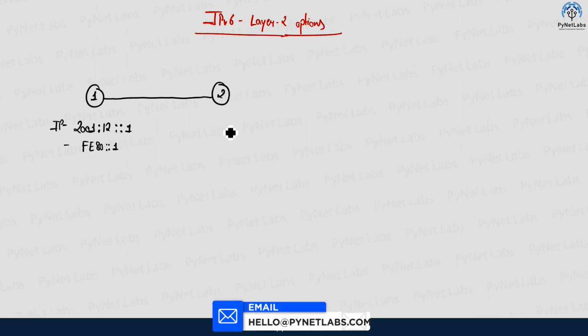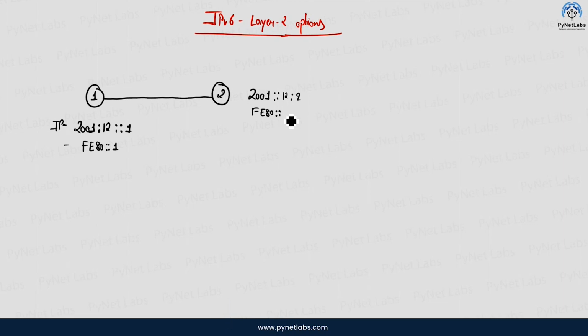And once you execute an IP on this device as well, let's say over here you have executed 2001::12::2. Then with this IP you are also going to get one link local address, which is FE80::2. You are going to get this address here.